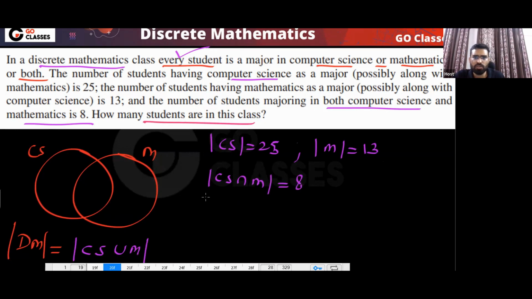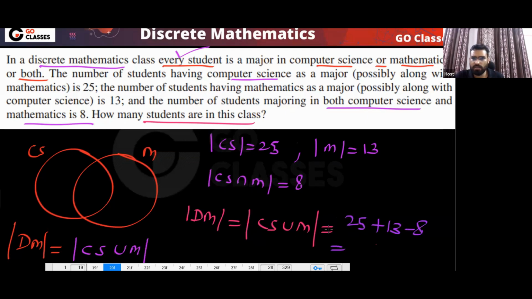Now, in total, how many students do we have in this class? Remember, it is already given in the first line that all the students are in one of these groups. So the total number of students will be 25 plus 13 minus 8. That will be the answer, and you can just calculate the final answer.